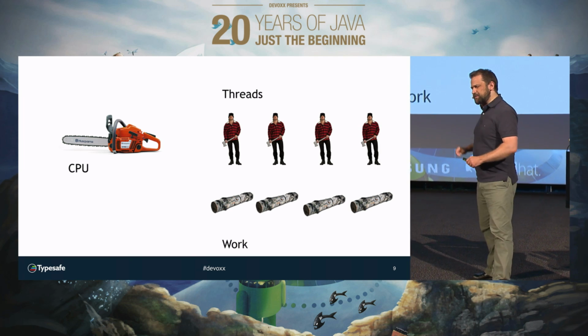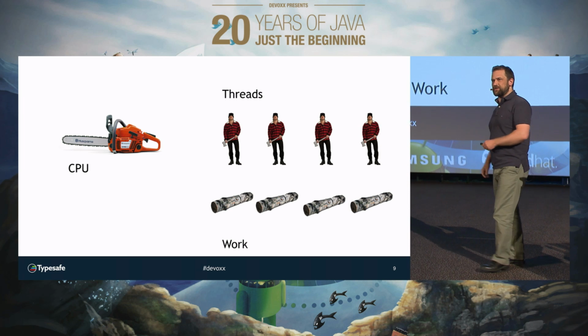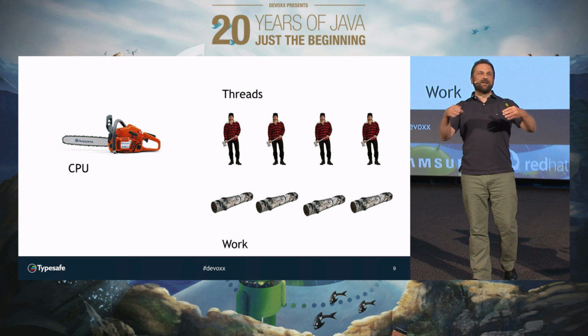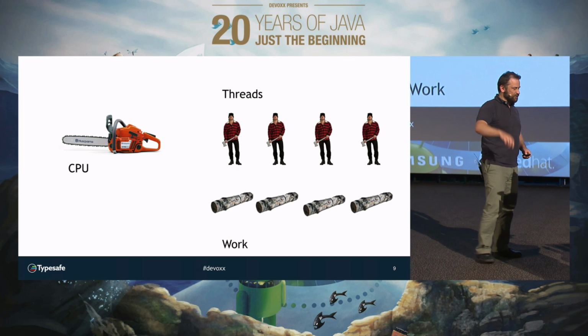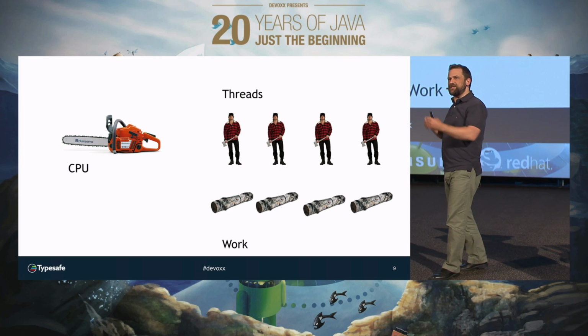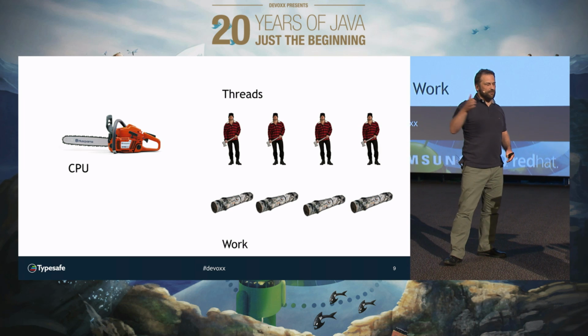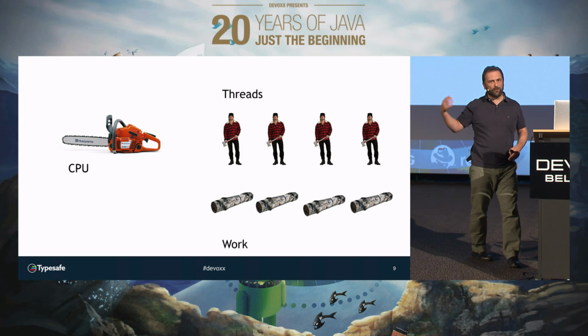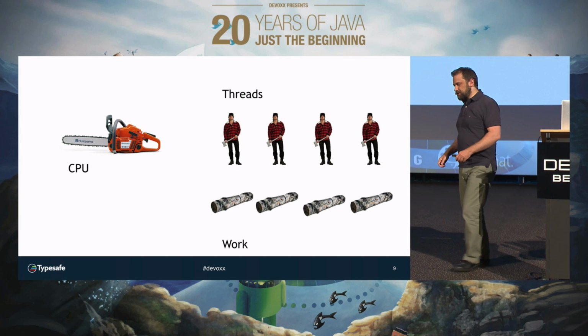But at that time, we had single core machines. So this is trying to visualize how computers work with lumberjacks. We have a single core machine, and the processor core is this chainsaw there. And we have a number of threads. These are the lumberjacks, and they have some work to do, the logs.